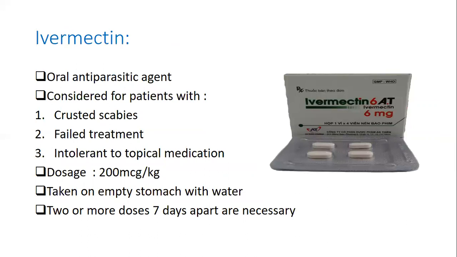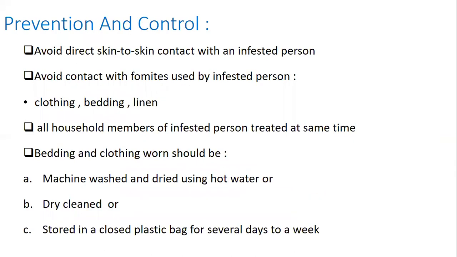Ivermectin. It is an oral antiparasitic agent considered for patients with crusted scabies, those with failed treatment, or persons who are intolerant to topical medication. Dosage is 200 micrograms per kg taken on an empty stomach with water. So 2 or more doses, 7 days apart, are necessary to be effective.